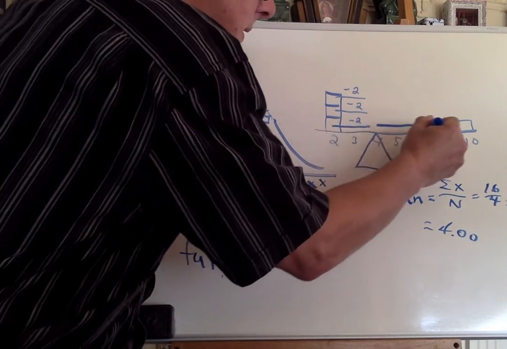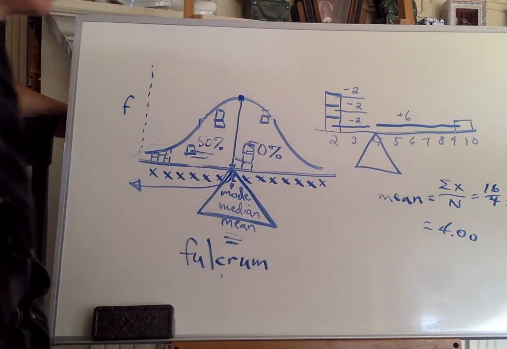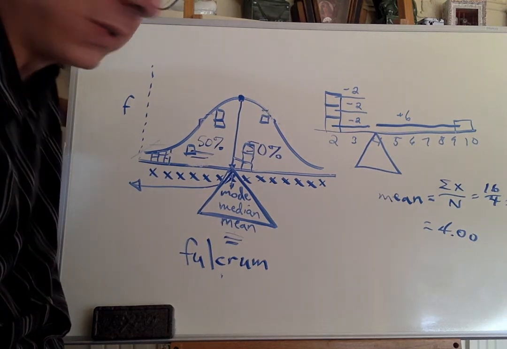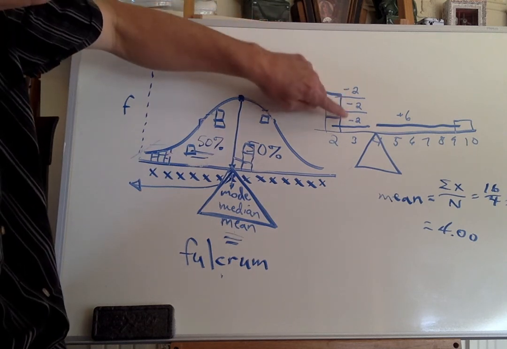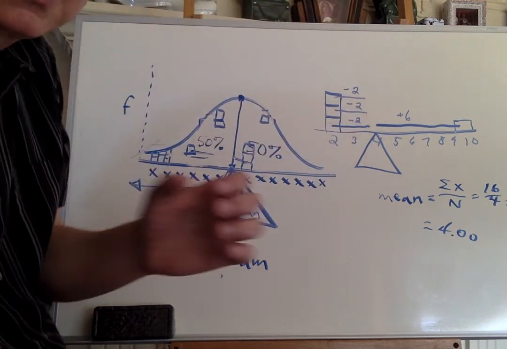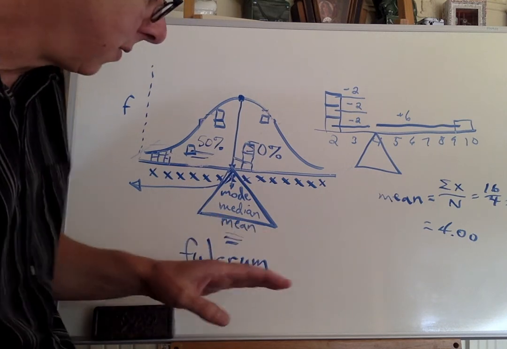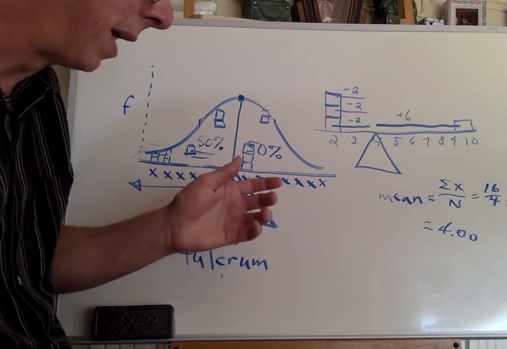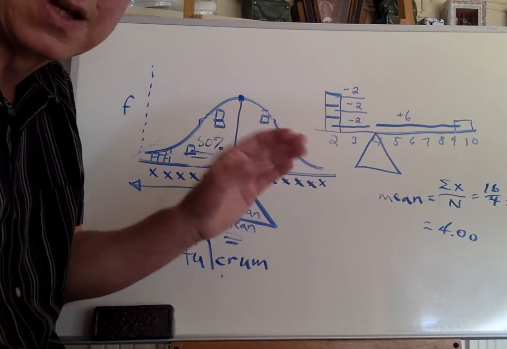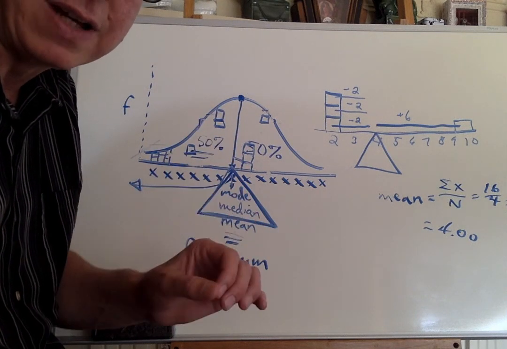How far away is 10 from 4? Plus 6. If we add up these deviations, minus 2, minus 2, minus 2, that's minus 6, and plus 6, so we get 0. That is, it balances the deviations. So the fulcrum here is not the number of blocks, even though that's what happens here. It's just a coincidence. The balance is the deviations. The mean balances the deviations in a distribution.